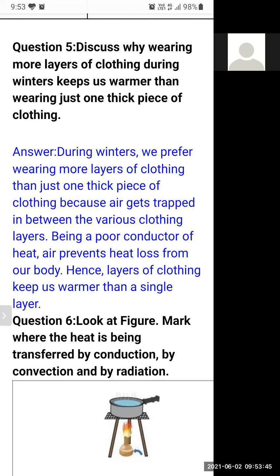While we are discussing the chapter, there is a question. What will you prefer?